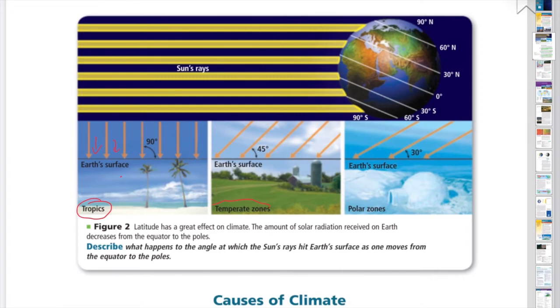We get to the temperate zones. We have more of an angle. Here it's a 45-degree angle hitting the surface. And that changes due to the tilt of the Earth on its axis. So throughout the year, this angle will change. It will get bigger and smaller.